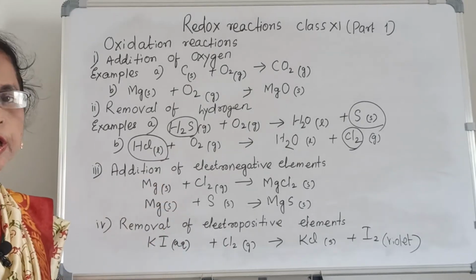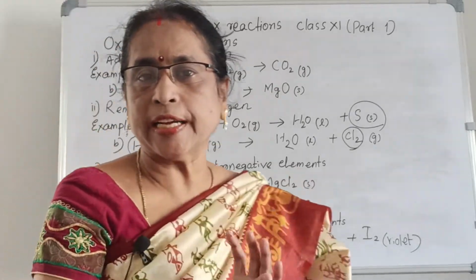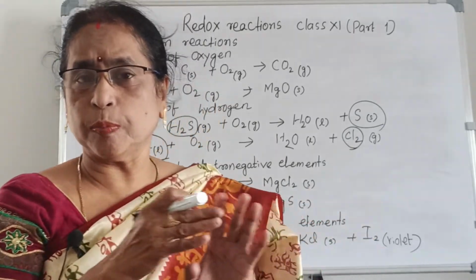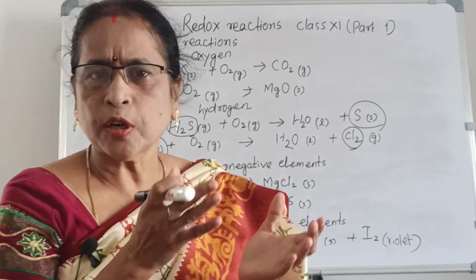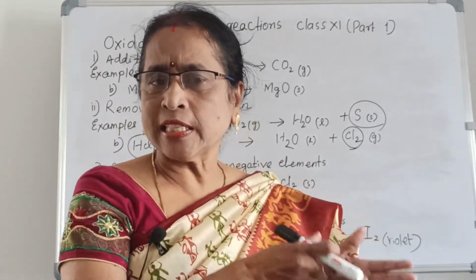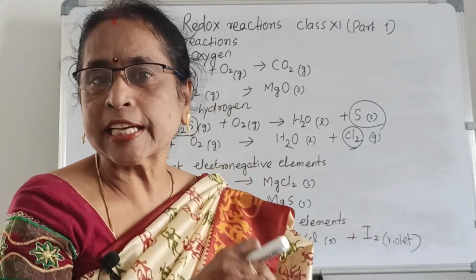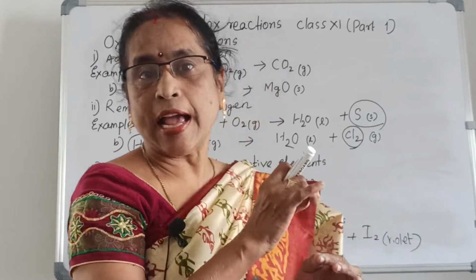Then addition of electronegative element. What is meant by electronegative element? There are two types of elements, one is electropositive and another is electronegative. In the periodic table, electropositive generally means the metal part, first group and second group. Whereas electronegative means non-metals, that means groups 16 and 17 are generally known as electronegative elements.